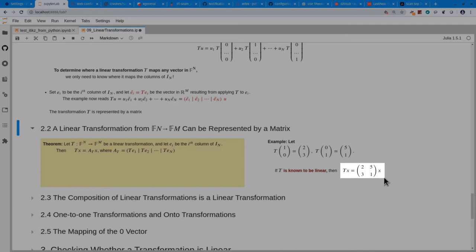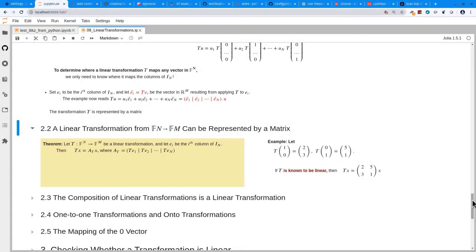If the transformation is not linear, I could still compute what T does to the columns of I and put them into a matrix just like that, but if I try plugging other x vectors into that matrix form of the equation, that will turn out not to be Tx in general. So this only works for linear transformations.